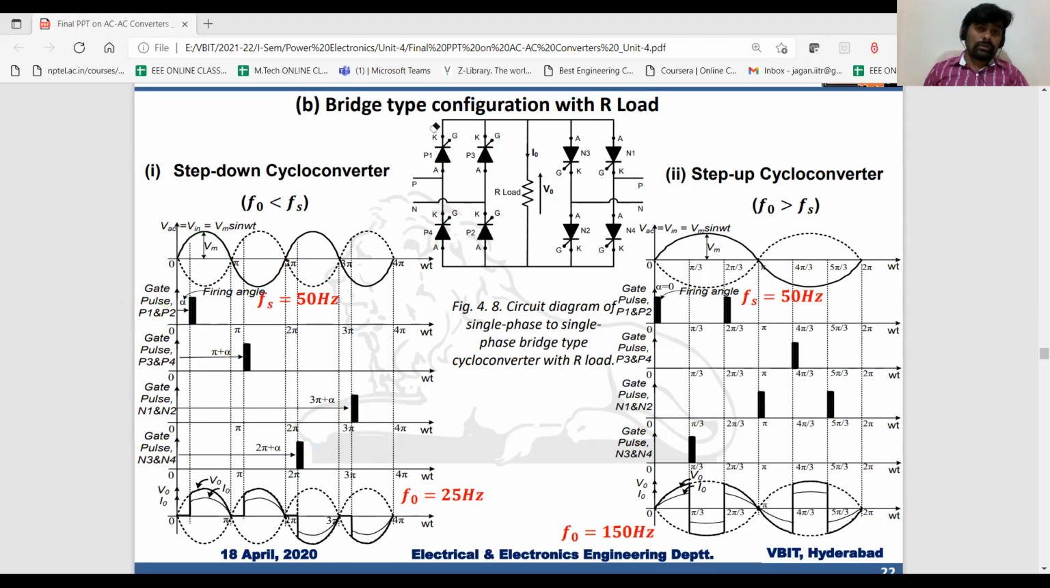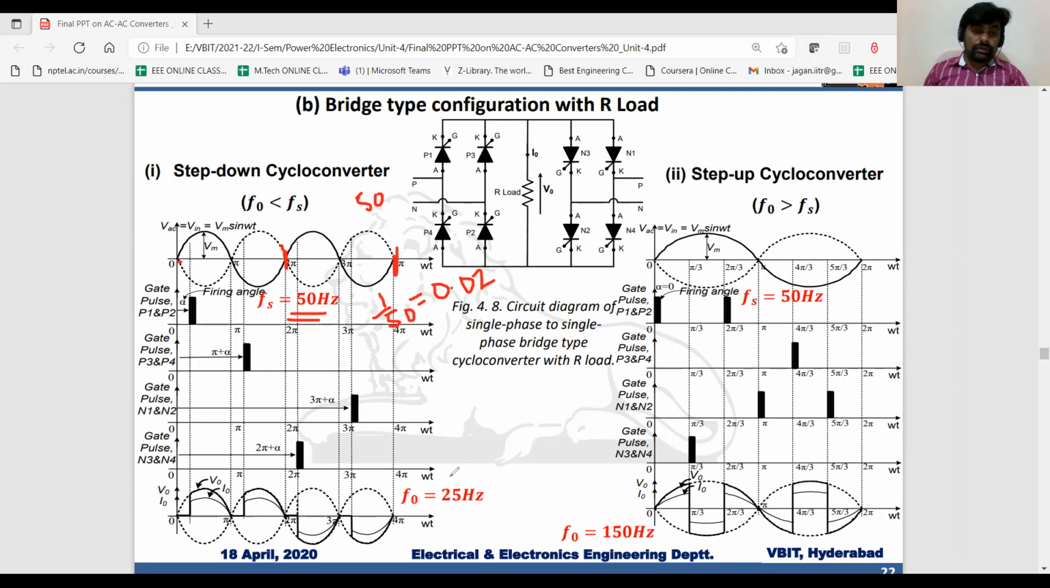Now if I consider 50 Hz as the input frequency, 1 by 50 is the time duration, which is 0.02 second. That is 20 millisecond. Up to this particular point, you will get 20 millisecond. Up to this particular point, you will get 40 millisecond, that is 0 to 4 pi.